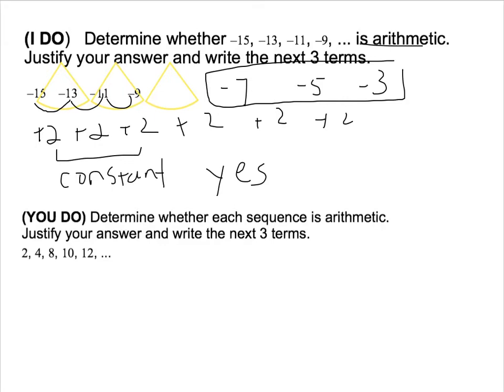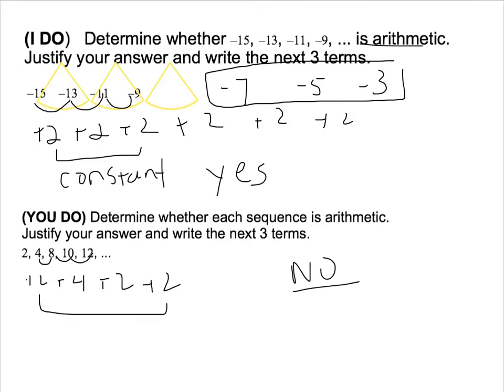Okay, so we want to determine if this is arithmetic. Between 2 and 4, it looks like we're adding 2. Here we're adding 4. Here we're adding 2 and 2. So no, this would not be arithmetic because these are not consistent. Here I'm adding 2, then 4, then 2. So they're different.